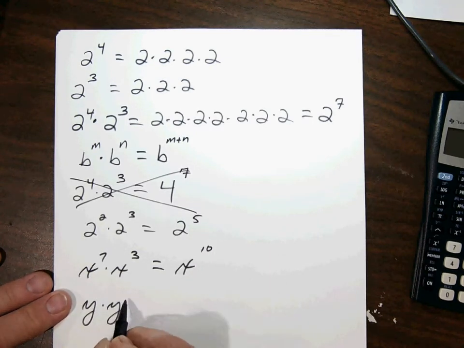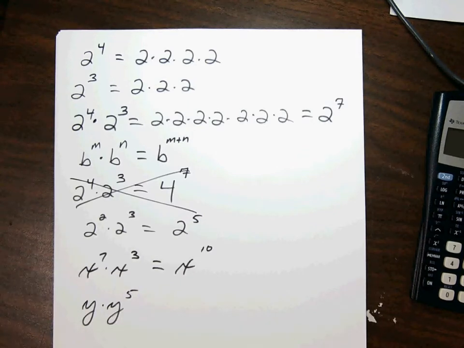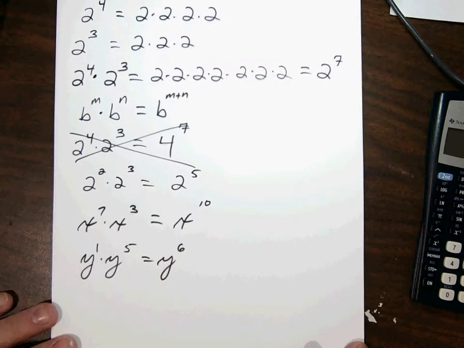Y times y to the 5th. Now you say there is no exponent on that first y. Well, when there's no exponent shown, it means there's a nice pretty 1 there. So it becomes y to the power of 6. Okay?